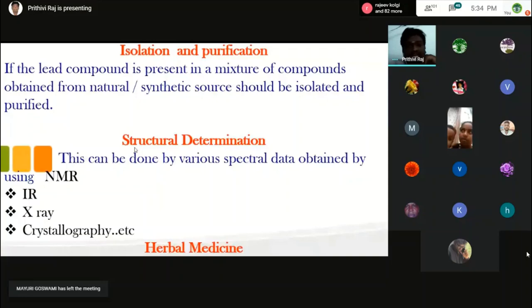And the second process: when you have done the purification and isolation, if you have a new lead compound, then you can go for the structural determination. That is NMR, IR, X-ray, and another one is crystallography. With NMR, you can find the structure of your compound. IR can give the infrared structure of the compounds. Following these instruments and techniques, you can say which lead compound you found for the new discovery. And for all this process, one of the main sources is herbal medicines.